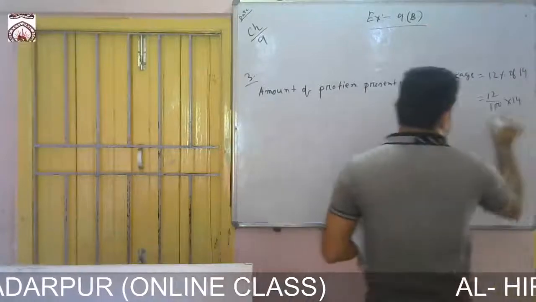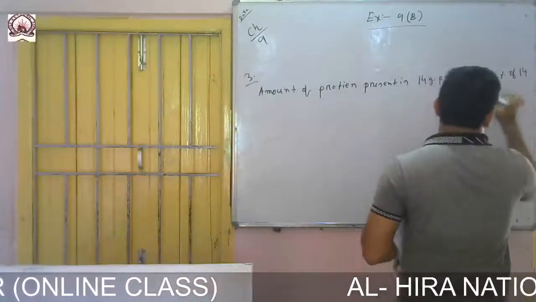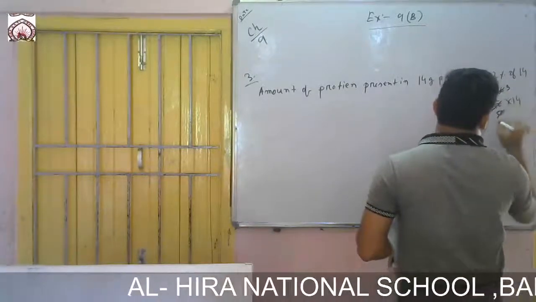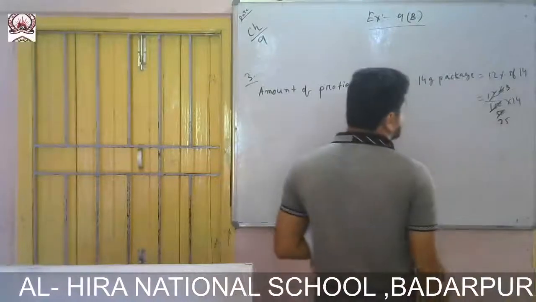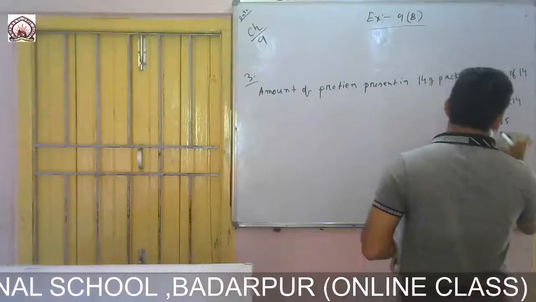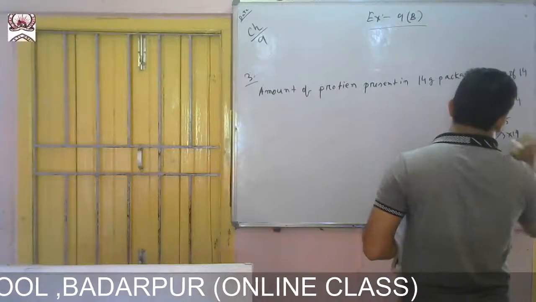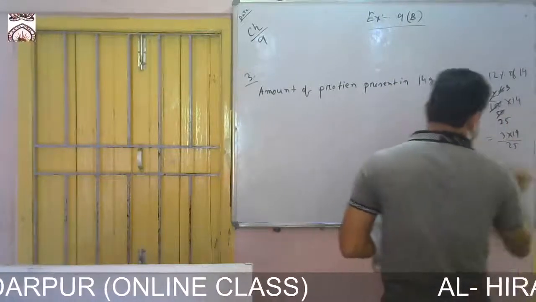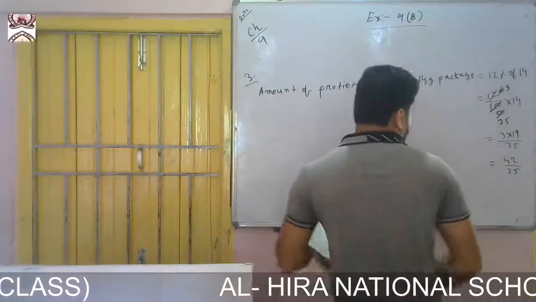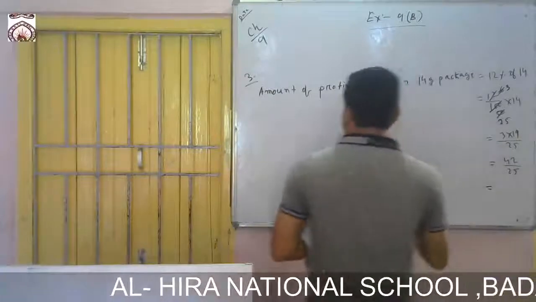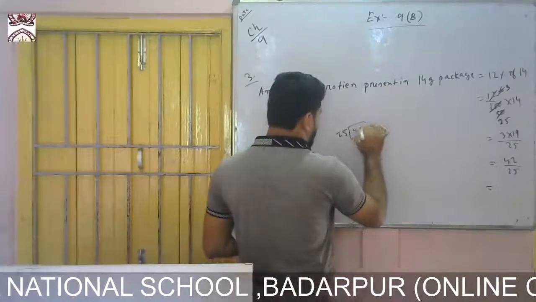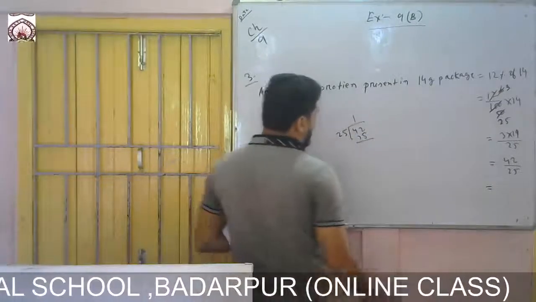12 by 100 into 14. How can we simplify? 6 twos are 50, then 3 twos are 25. Okay, so 3 into 14 by 25, it will be 42 by 25. Now convert to a mixed fraction. 25 divided into 42. 25 once is 25. Okay.